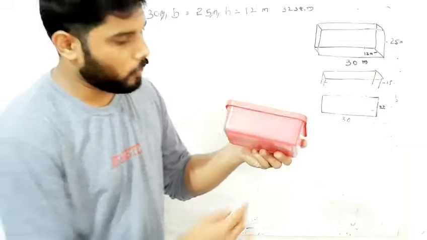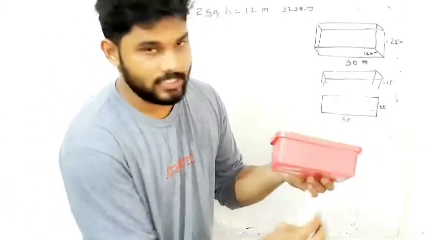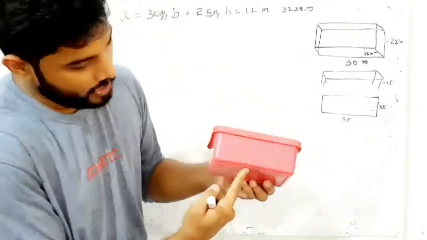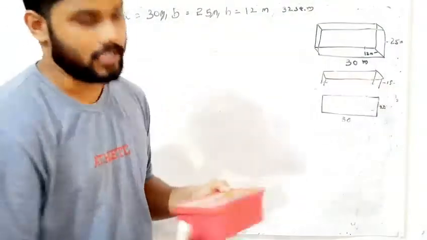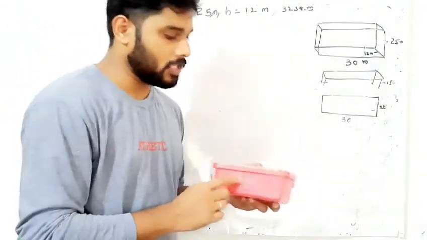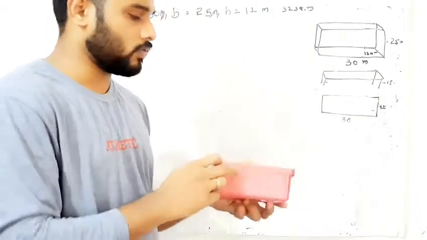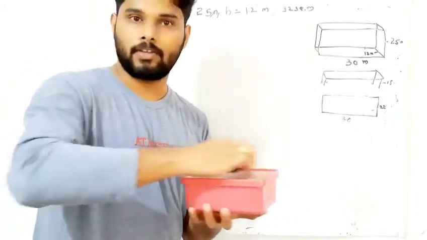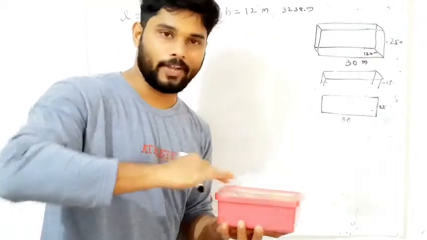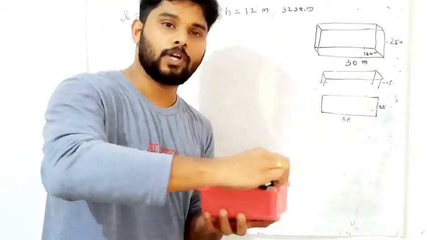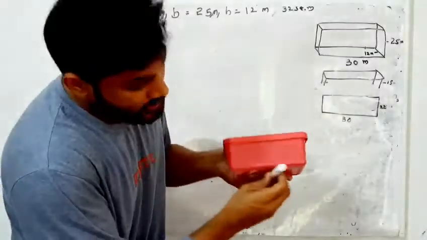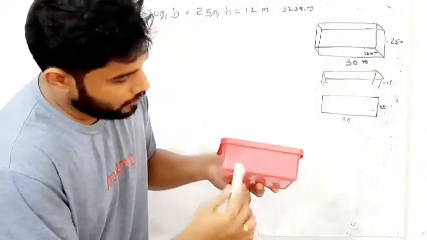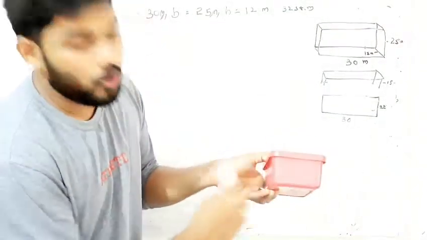Cuboid, how many faces are there? 1, 2, 3, 4, 5, 6. 6 faces are there. But here, we have to cement only 5 faces. We don't want to cement the top. In a cement pool, there is no top, okay? That means we don't want to put the cement here. We have to cement down, that means the floor and the sides. That means 1, 2, 3, 4 sides.